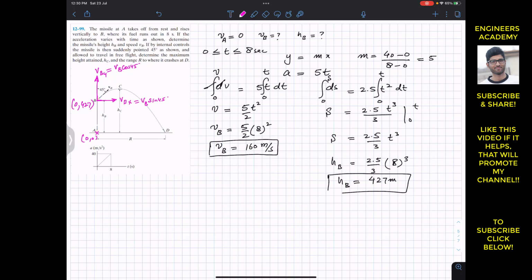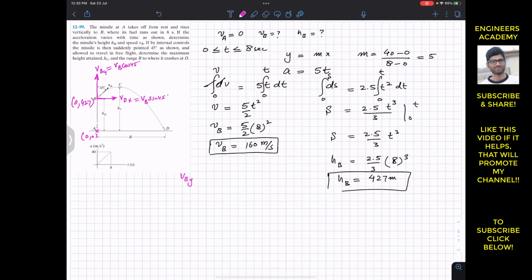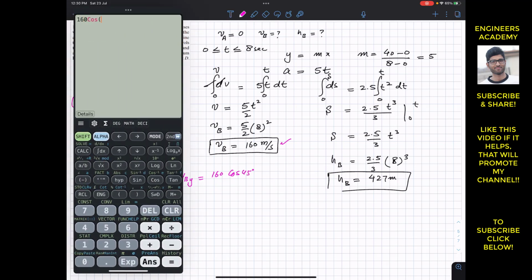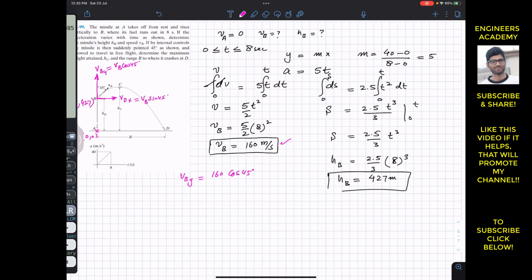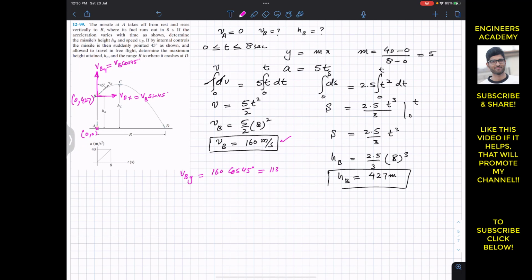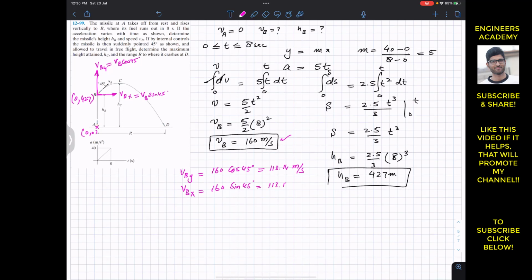So let's say that VBY is VB cos of 45 and VB is 160. So we will write 160 cos of 45. This is approximately 113.14 meters per second, and similarly VBX is equal to 160 sine of 45, and this will also give us 113.14 meters per second, since sine of 45 and cos of 45 have equal values.